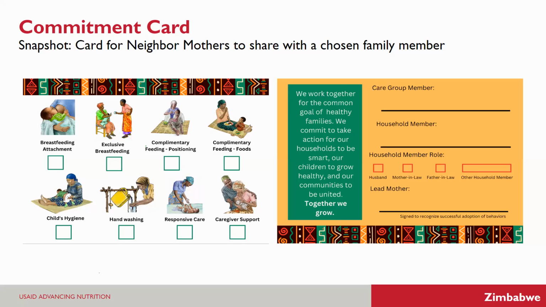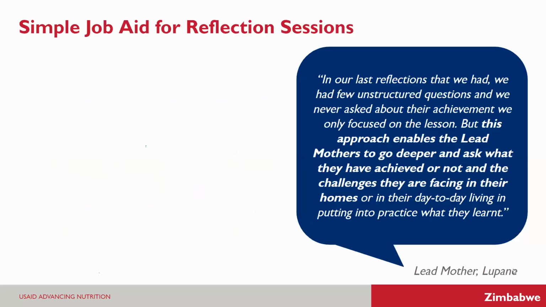The commitment card itself is pictorial, it's simple, and it serves as a great reminder of what's being committed to. And our program is currently in the process of adapting the commitment card. And most importantly, the key behaviors that we will focus on are what we call priority behaviors within the program. These are behaviors that will contribute the most to the achievement of recommended health and nutrition practices. Next slide, please.